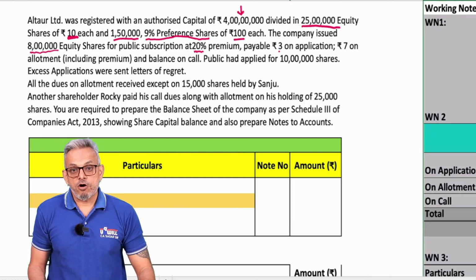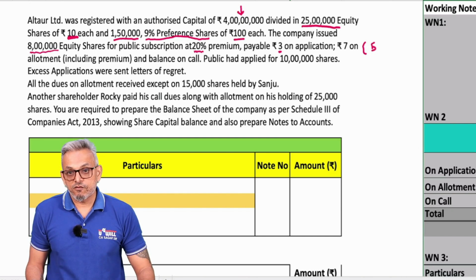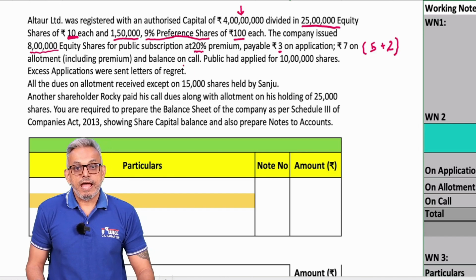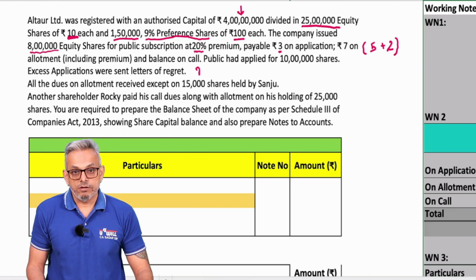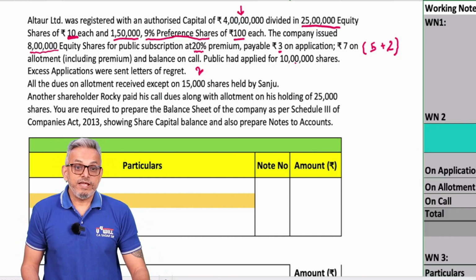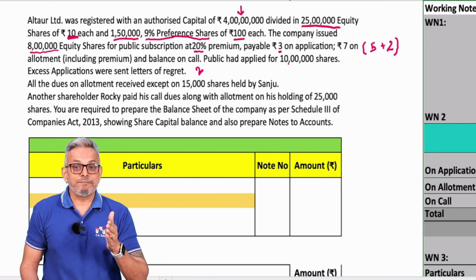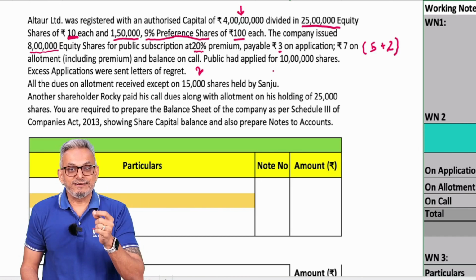Payable, 3 on application, 7 on allotment including premium. So we'll write over here 20%. So 5 is towards the face value, and rupees 2 is towards the premium. And balance on call, so 3 on application, 5 on allotment, so 2 on call. Public has applied for 10 lakh shares. Now, we want to issue only 8 lakh shares, but public has applied for 10 lakh shares. Excess applications were sent letters of regret.